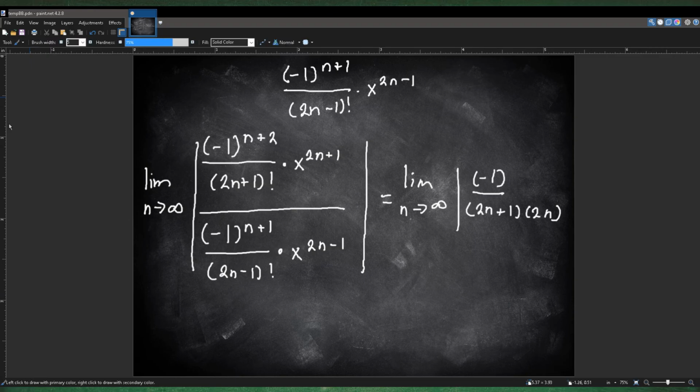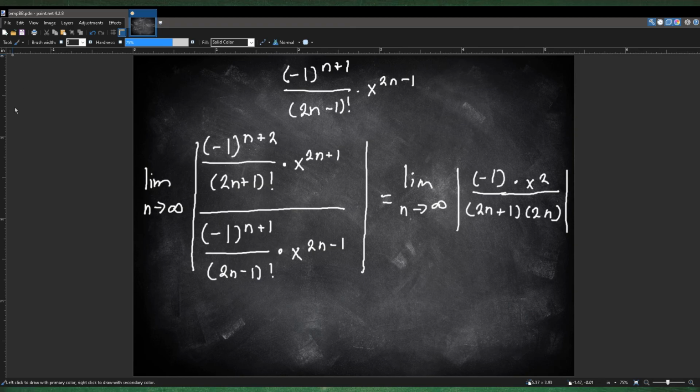Okay, so we simplify that. Now we have 2x and x equals x to the power of 2n plus 1 divided by x to the power of 2n minus 1, right? So this is just times x to the power of 2. Okay. If you don't understand how I simplify this, you might want to pause the video and write it down yourself to see how you can simplify it. But this is the general equation.